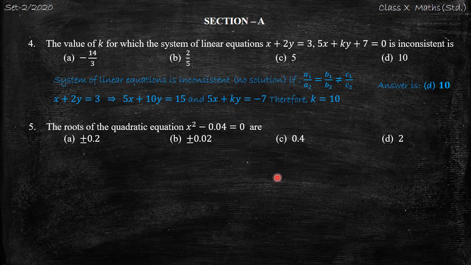Roots of the quadratic equation x square minus 0.04 equal to 0. Here you need to factorize the quadratic equation, then only you can get the roots or zeros of the quadratic equation. It can be written as x plus 0.2 times x minus 0.2. So the roots are plus or minus 0.2. So the answer is option A.